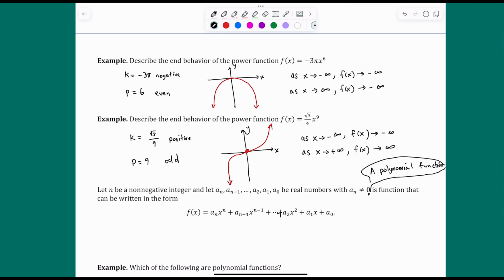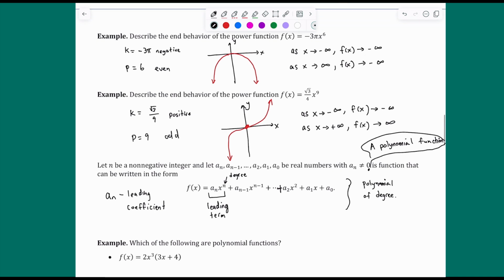The degree of a polynomial is the highest exponent, so the n here would be the degree of the polynomial, and the a sub n x to the n is what we call the leading term, and the a sub n, the coefficient in front of the leading term, is called the leading coefficient. And so we would say this is a polynomial of degree n. Of course, in practice, n is an actual number, say like 4 or 5.